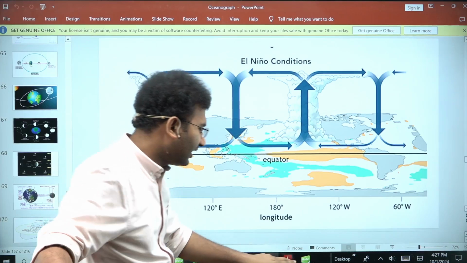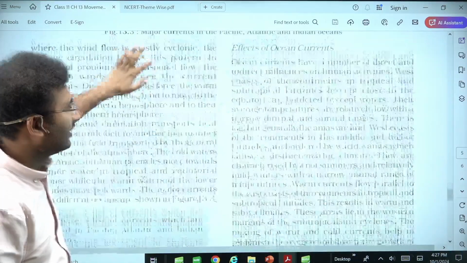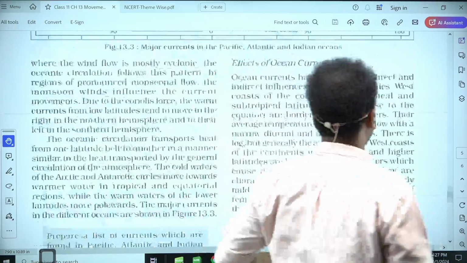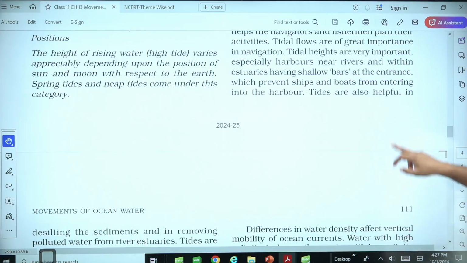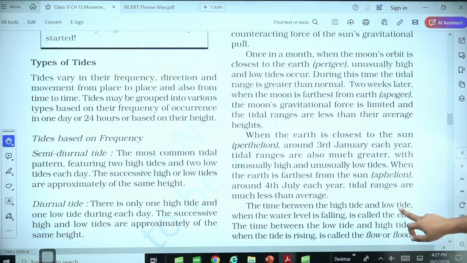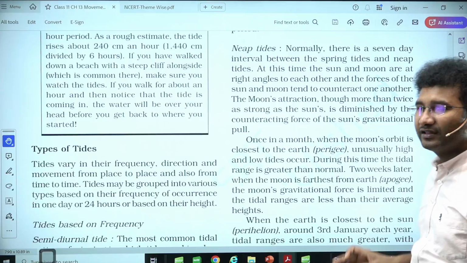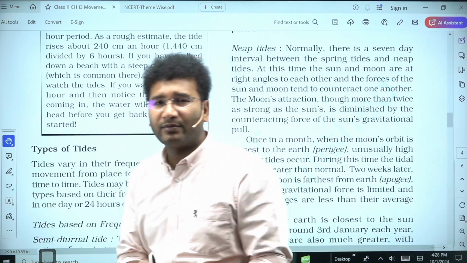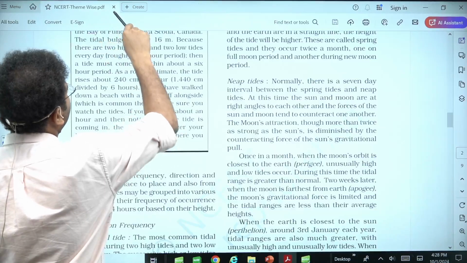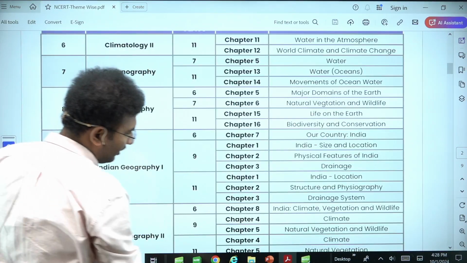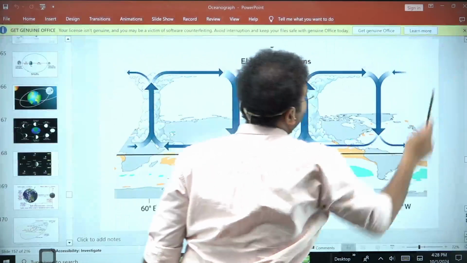Now coming to the last topic in this particular chapter that one has to know, which is about the tides. Okay, what are tides and how are they formed? See, there are different types of tides. How are they formed? Tides are formed because of gravity. Gravity of what? Let me quickly show you how these tides are formed and the significance of gravity.